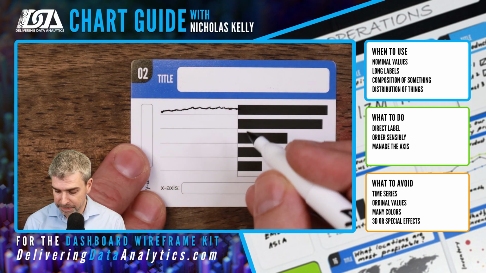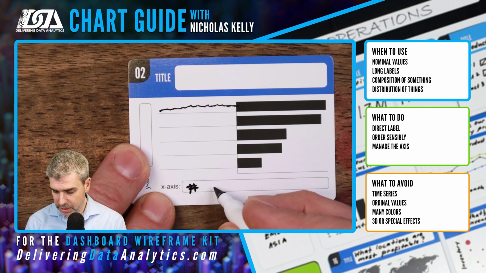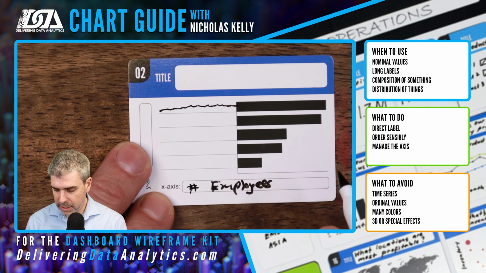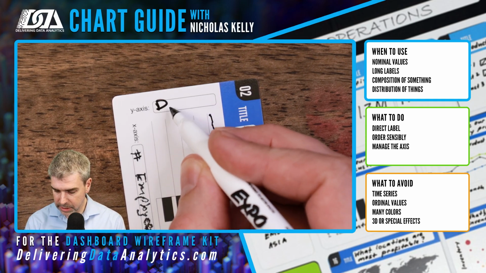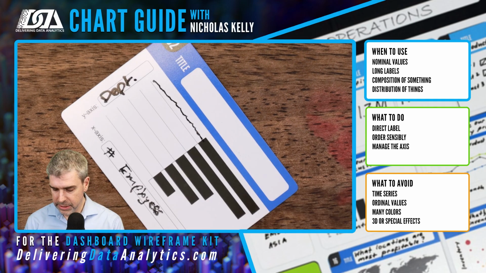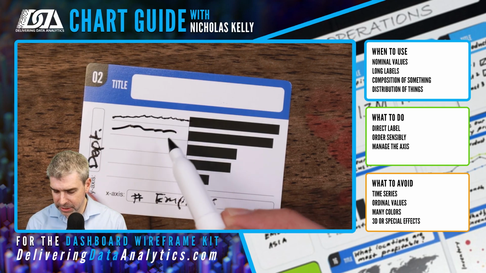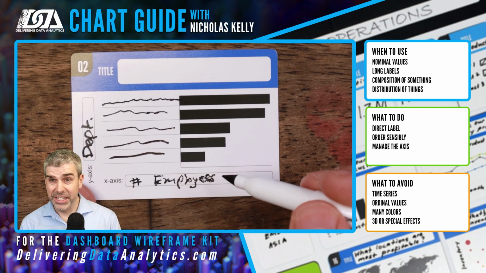So we might say, in this example, our x-axis is our number of employees, and our y is department. And I'll just use the shorthand. And so each one of these doesn't really matter what order they're in, other than size.